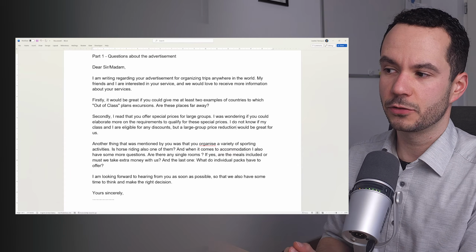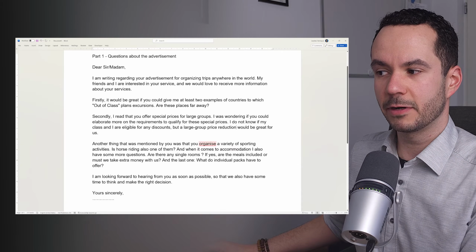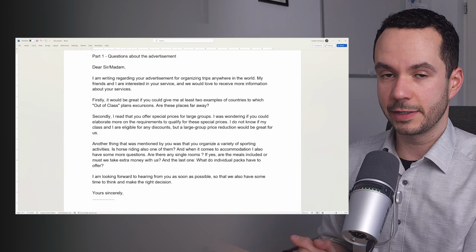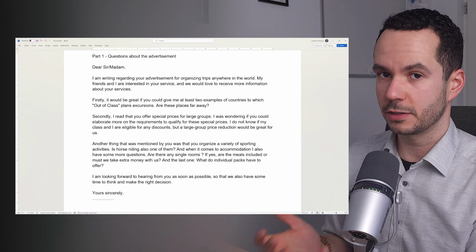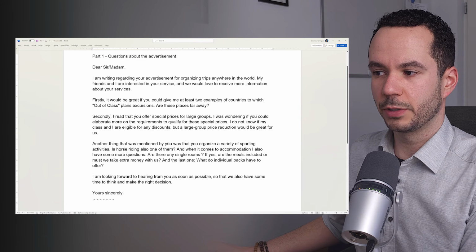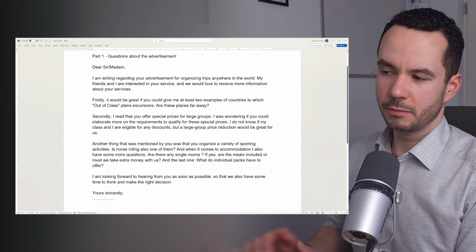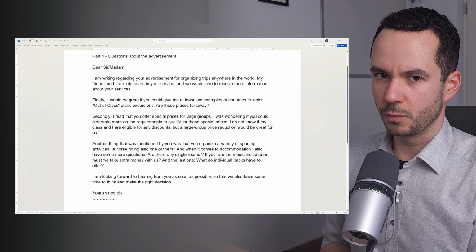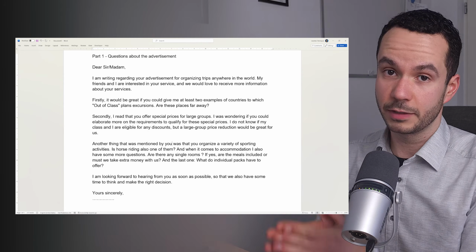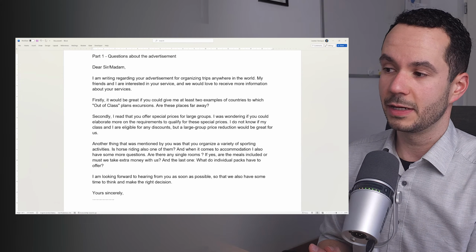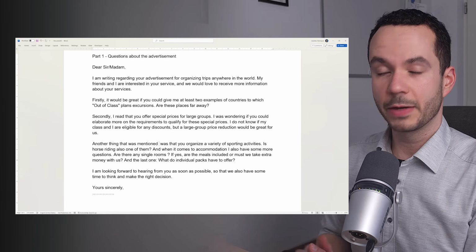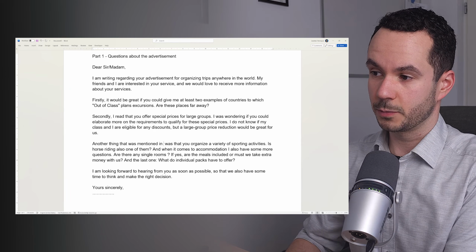So the first thing that I'm going to change is this. Remember, I mentioned that we write organize with a Z because it's American English. So we need to change that to be consistent. Then we have a nice passive construction. Another thing that was mentioned by you, and we're going to remove by you because it makes sense in this case that the person who we're writing to was the person who wrote the advertisement. That's what we said in the beginning. So we're going to remove by you, and we're going to say in the advertisement.